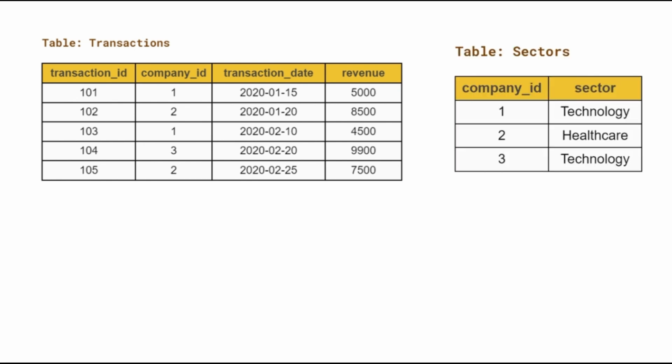Now, the second table is the sectors table. The sectors table maps each company to its respective sector. So, it has two columns, company ID and sector. Company ID is the unique identifier for each company, which corresponds to the company ID in the transactions table. And the sector is the sector to which the company belongs.